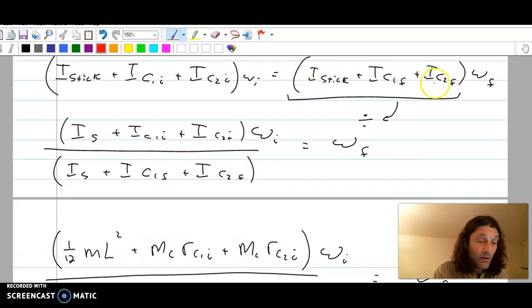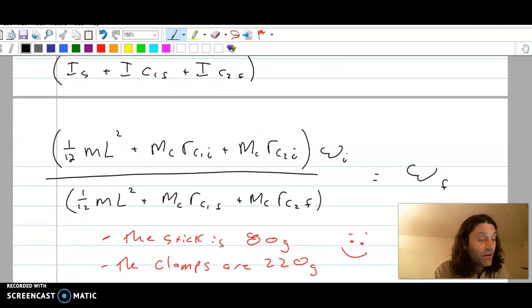So I'm just going to divide the sum of the I's over, okay? So this will just be the initial speed times the ratio of I's. Now, remember, the I of a stick around the center of mass is 1/12 ML squared. And then these are just point masses. So that equals the initial omega times the sum of the initial I's divided by those MR squareds, which again are the mass of a clamp times the radius of clamp 1 initial, the mass of a clamp times the radius of clamp 2 initial, and the mass of the clamp times the radius of clamp 1 final, the mass of the clamp times the radius of clamp 2 final.